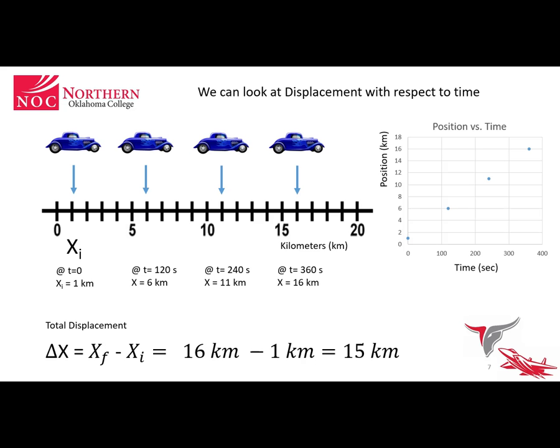We know what our change in displacement is. In this case, we ended up at 16 kilometers, and we started at 1 kilometer, so we had a change of 15 kilometers. But we can plot a position versus time graph. We can look at that position. We can describe our motion using a graph. And that's really, really important.